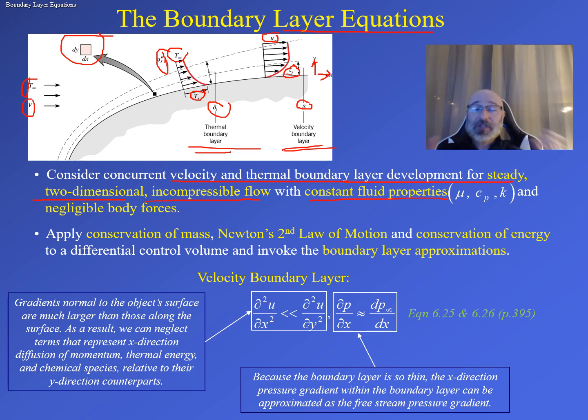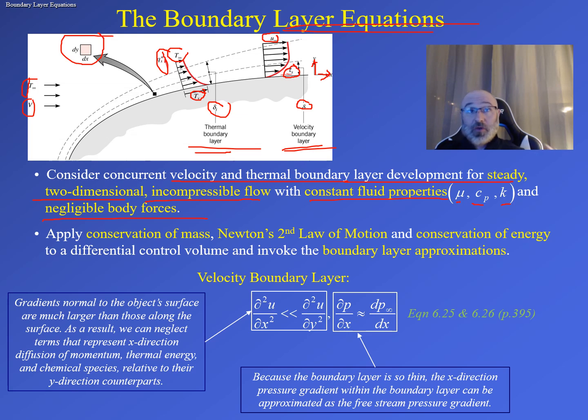Those are a lot of assumptions that we're making to simplify this down: steady state, two-dimensional, incompressible flow, and constant properties. The constant properties we're talking about here are our mu, C sub p, and our K value. And we're also going to consider negligible body forces. So again, a lot of simplifications and assumptions for coming up with these boundary layer equations.